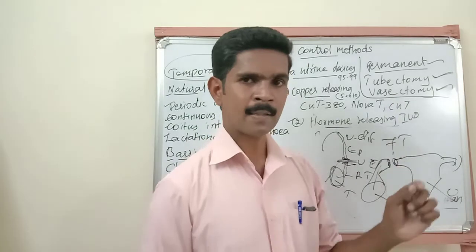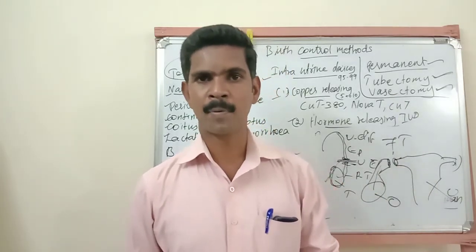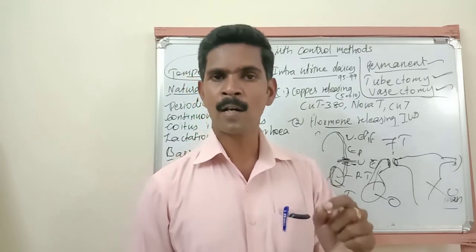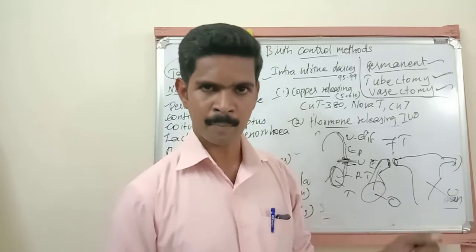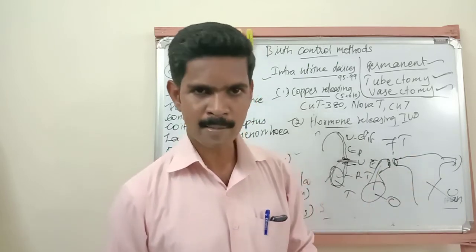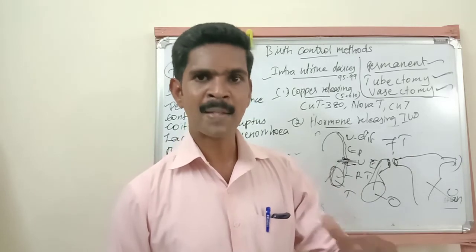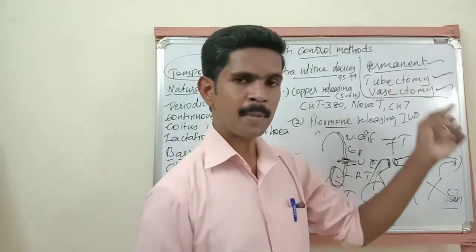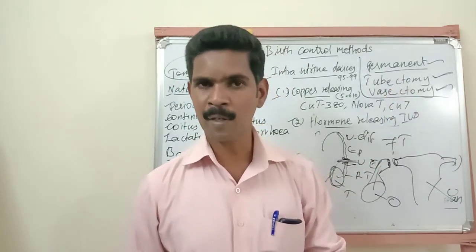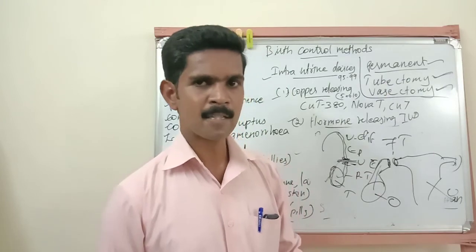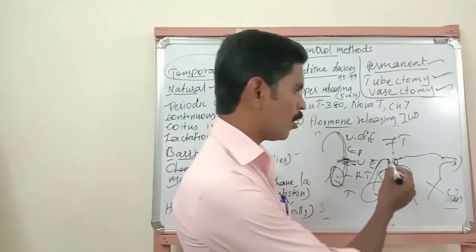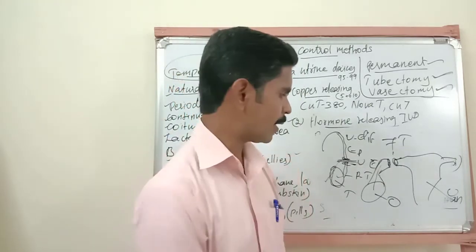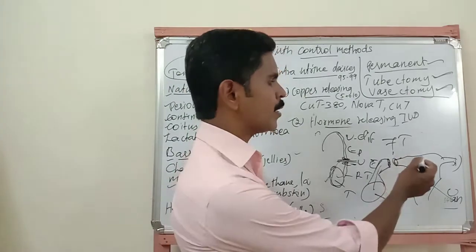Here, vasectomy is a permanent birth control method in the male reproductive system. In this procedure, a small portion of the vas deferens is cut and removed, and in both ends a small knot is made. So it blocks the transport of sperm from the testis to outside. Then tubectomy is a permanent birth control method in the female reproductive system. In this procedure, a small portion of the fallopian tube is cut and removed, and a knot is made on both ends. So it prevents the transportation of the egg from the ovary to the uterus.